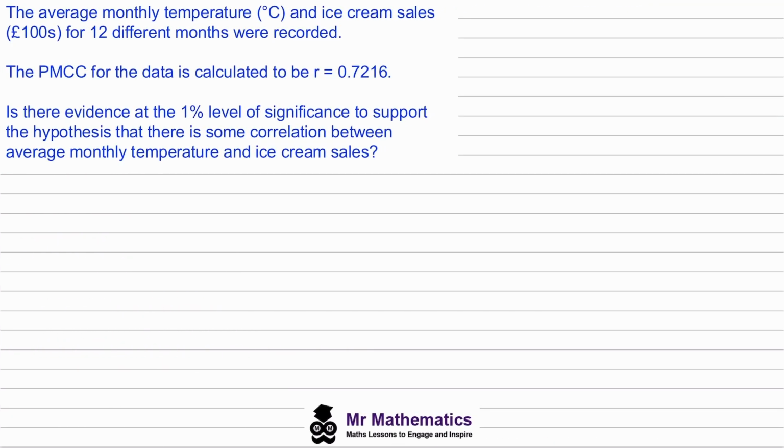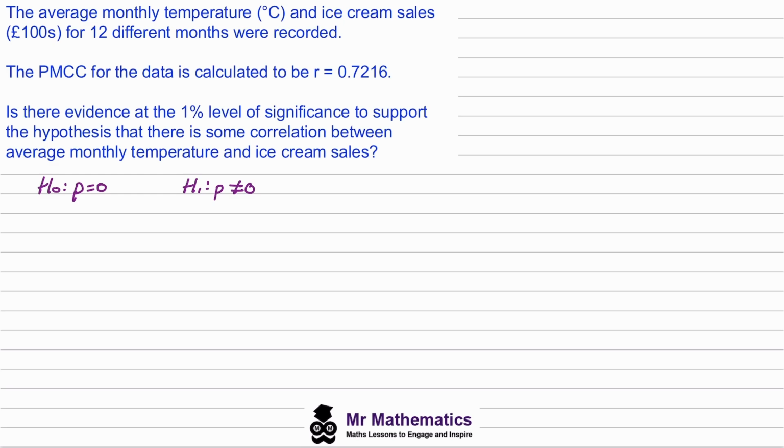So in our final question, we're given that the average monthly temperature in degrees C and ice cream sales for 12 different months were recorded, and we've got a PMCC of 0.7216. We need to test at a 1% level of significance. The hypothesis is that there's some correlation between average monthly temperature and ice cream sales. So the null hypothesis is that rho equals 0. There's no correlation. The alternate hypothesis is that there is some correlation, so rho does not equal 0. So this means we'll have a two-tailed test.